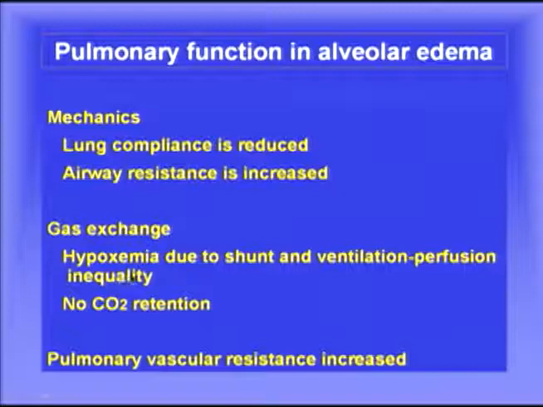There's always severe hypoxemia due to both a shunt, as we saw, if you have blood flow through those alveoli that are filled with fluid, of course that's a shunt, and that's part of the ventilation perfusion inequality. Typically there's no CO2 retention. The PCO2 is normal, possibly because of stimulation by those juxtacapillary receptors. Pulmonary vascular resistance is increased, as I indicated earlier on.